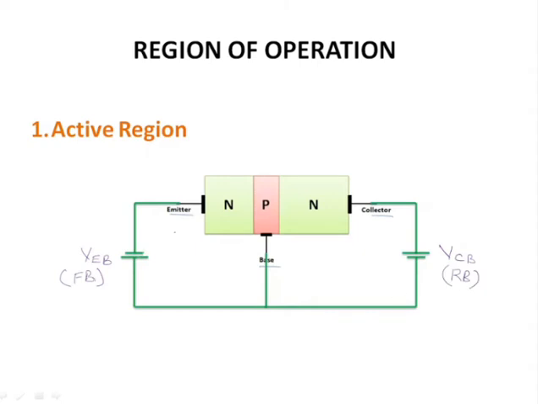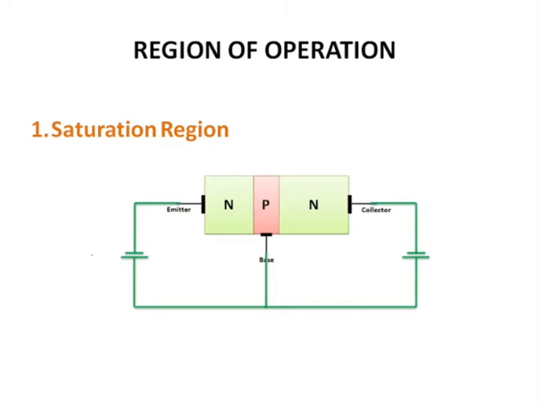Now here it is forward biased, because this N region, the emitter N region, is connected to the negative terminal, and the base, which is P type, is connected to the positive terminal. So that's why this is forward biased. Here again the collector, which is N type doped, is connected to the positive terminal, and the base region, which is P type doped, is connected to the negative terminal. So that's why this is reverse biased. So when this type of biasing is done in both these regions, the BJT will start operating in the active region and behave as an amplifier.